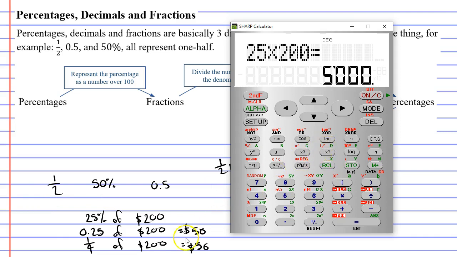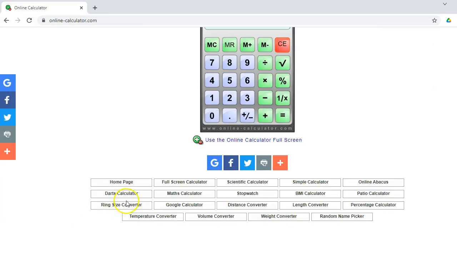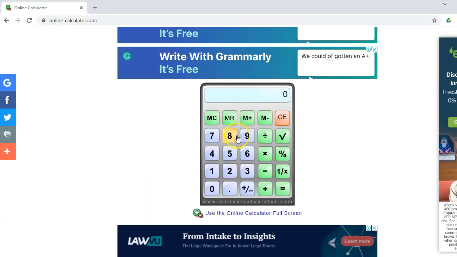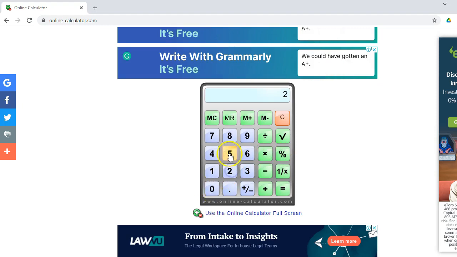Now, some of you might be saying, I've actually seen a calculator with a percentage button. In fact, I've just found one here on the internet. This is a calculator with the percentage button. So we can type 25% times 200, right? Well, look what happens when I do that. 25%.